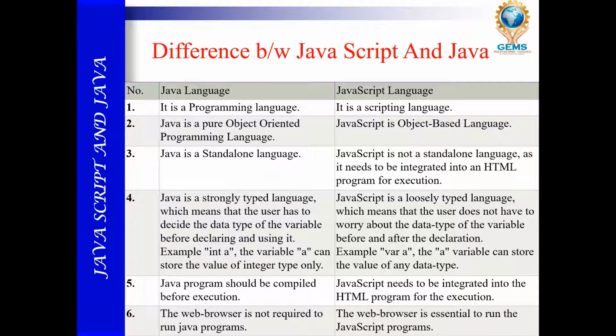Java is a pure object-oriented programming language, but JavaScript is an object-based language. Java is a standalone language. JavaScript is not a standalone language, as it needs to be integrated into an HTML program for execution. What is the meaning of standalone language? A standalone language doesn't need an internet connection. It can execute without an internet connection. But JavaScript is not like that. It needs a browser or internet connection to run JavaScript. And again, JavaScript is integrated into an HTML program for execution.